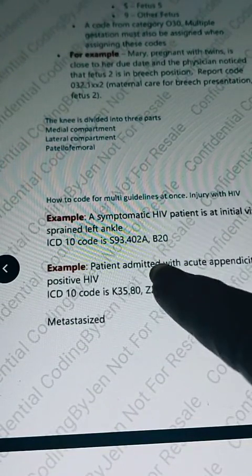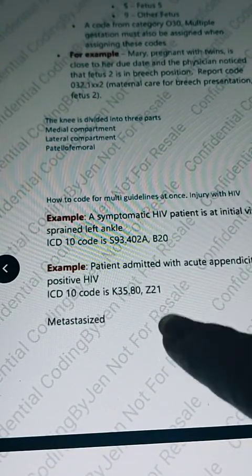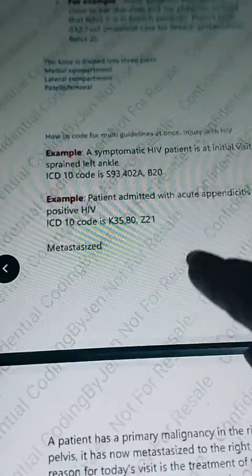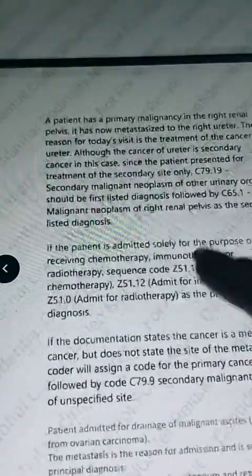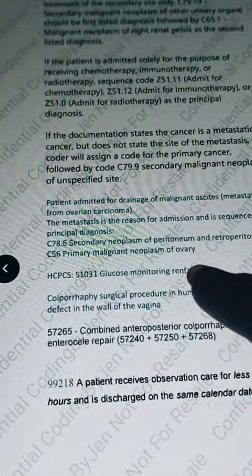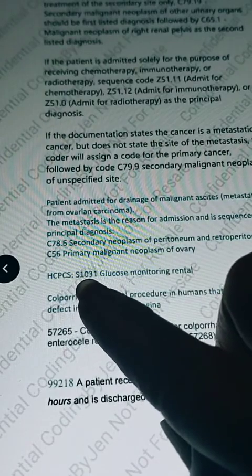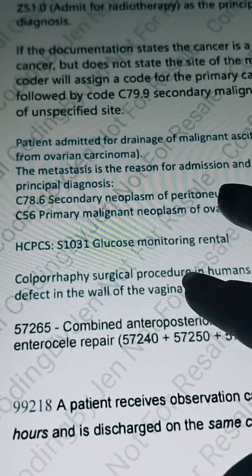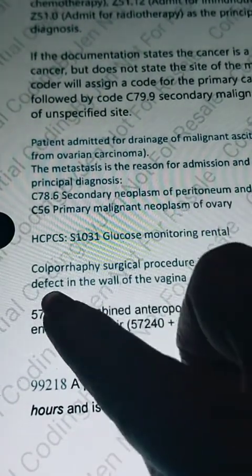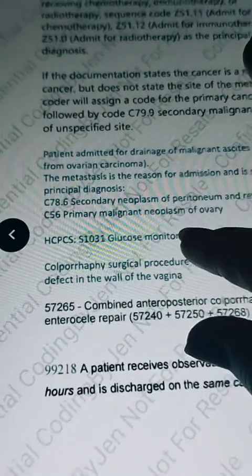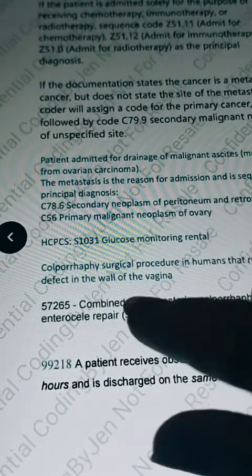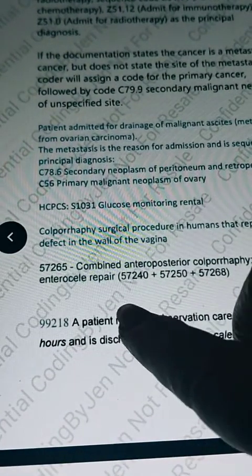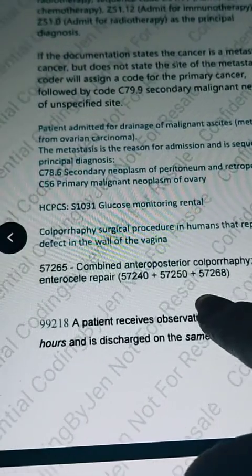Multiple guidelines. I already talked about HIV with other guidelines with stuff that's going on. If they're there for appendix, you code that appendix first, then their HIV status. I talked about metastasizing and cancer codes. I have some examples there. The HIPPIX code S131 is for the glucose monitoring rental. Be sure you understand that. This particular surgery is for putting the vaginal walls back up where they go during a hysterectomy, or if you have to remove tumors from that area. Be sure you understand those.